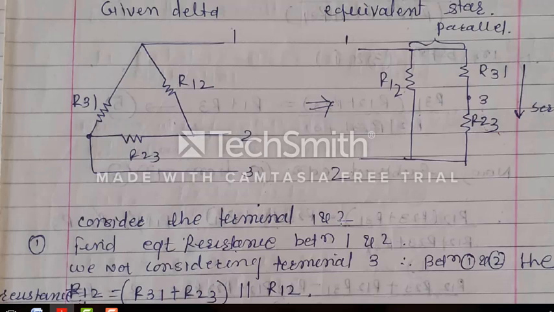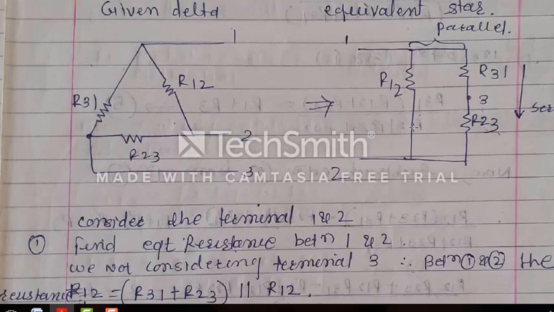So consider terminals 1 and 2 and find the equivalent resistance between 1 and 2. Now terminal 3 is not considered, so between terminal 1 and terminal 2 we get the combination: R12 is in parallel with R31 and R23. Here you can see we are not considering terminal 3, right?